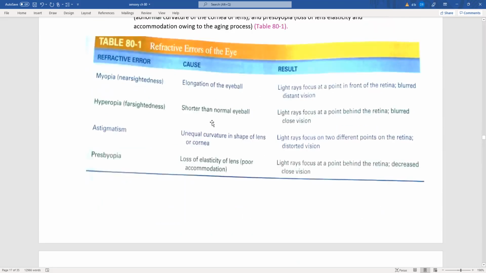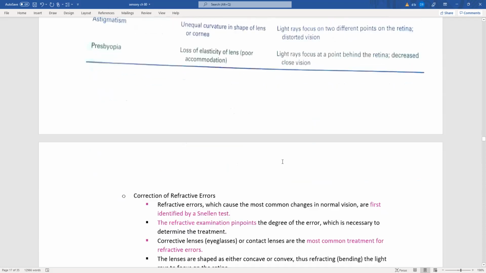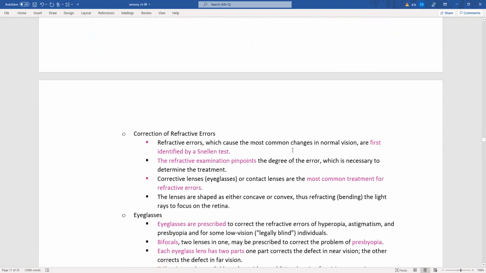Know this chart. Know that chart. I will go over it again, but do it yourself. So, correction of refractive errors. Refractive errors, which cause the most common changes in normal vision, are first identified by the Snellen test. The refractive examination is going to pinpoint the degree of error which is necessary to determine the treatment. It's going to narrow this down and say this is what it is.